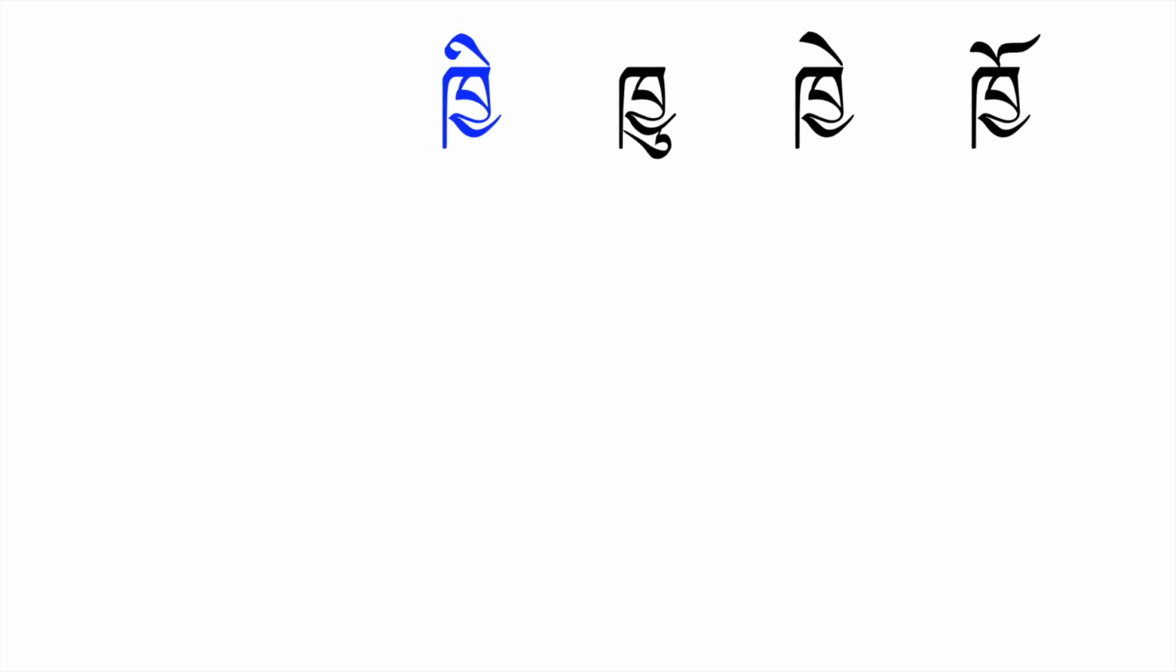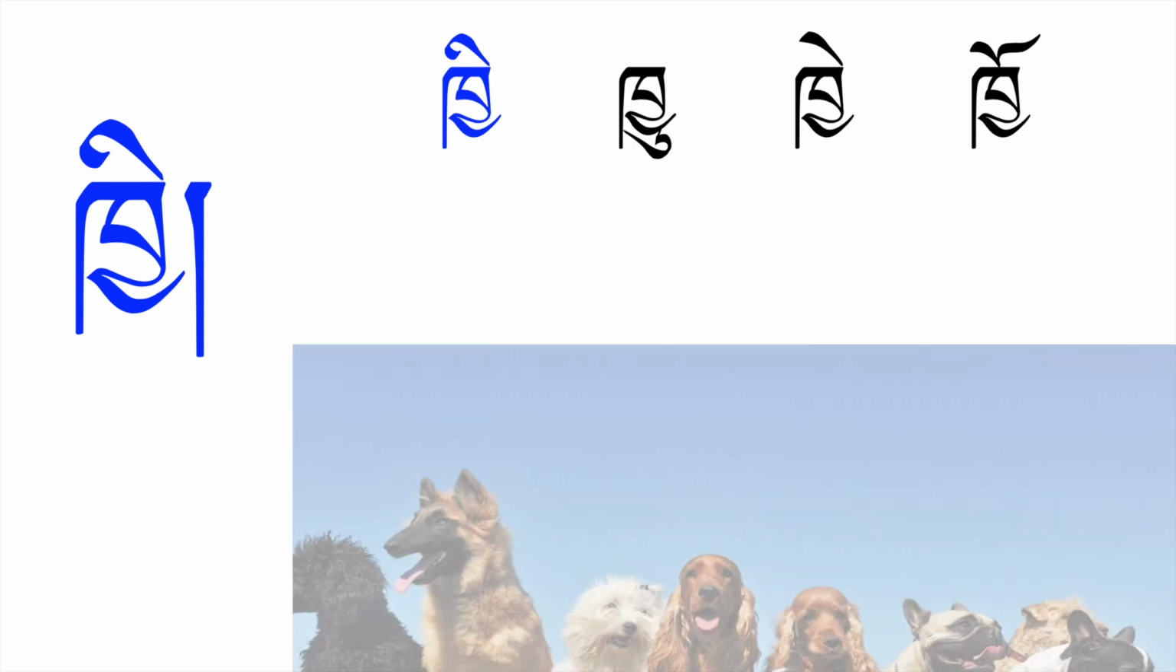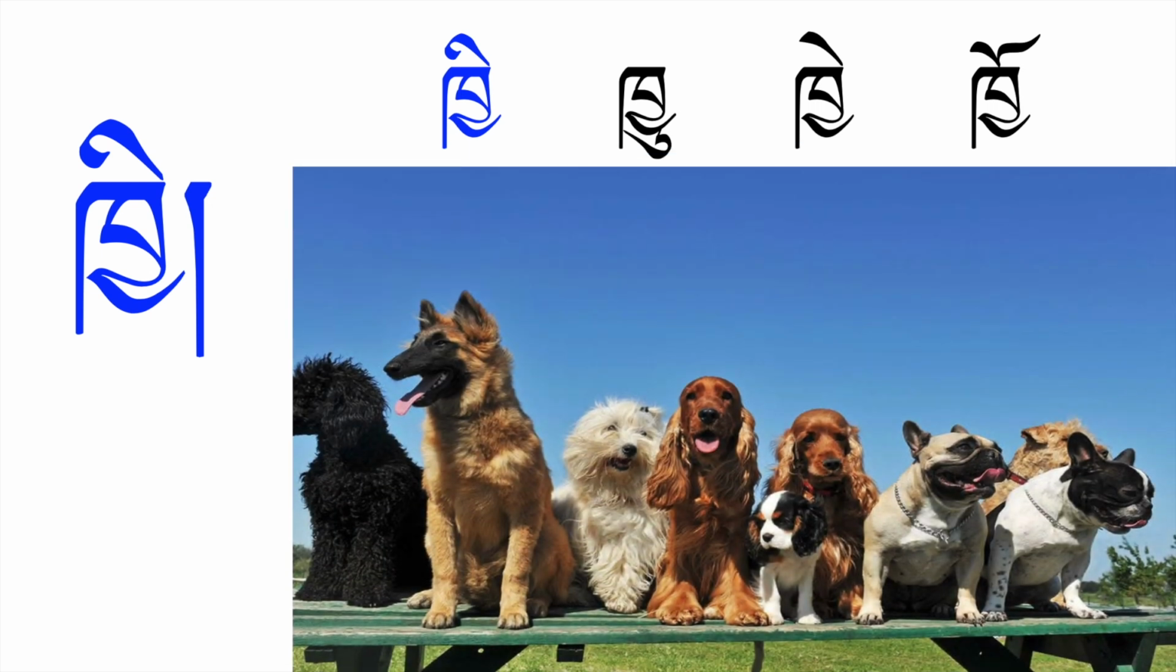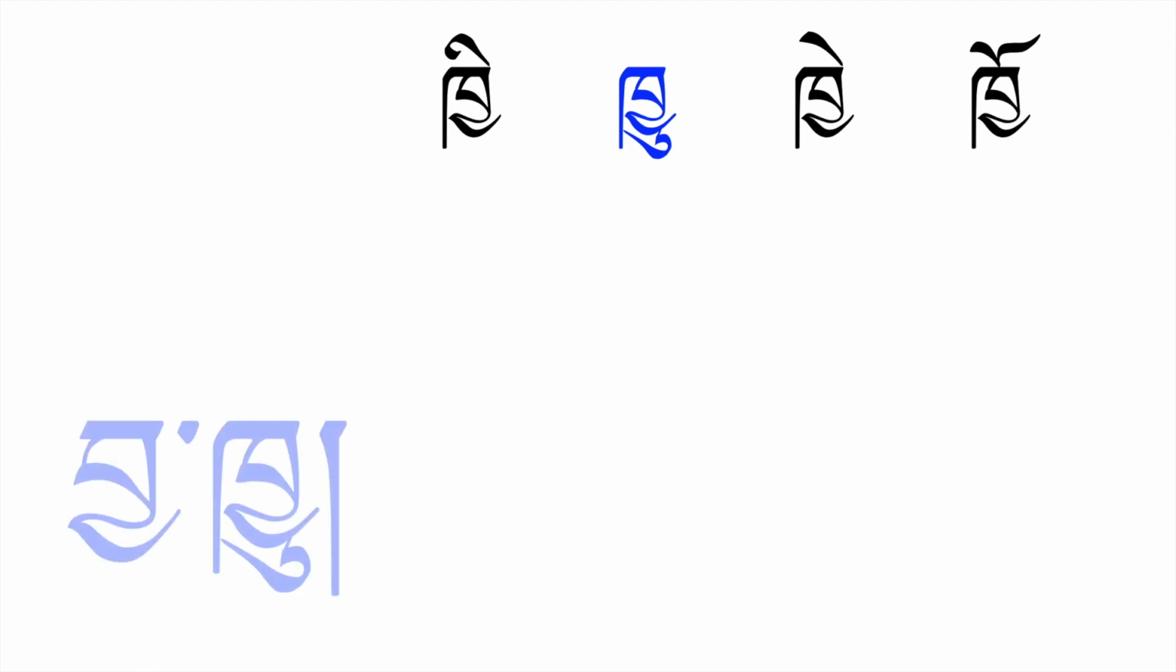So now next one is ka, yata, kya, kigu, ki. So what is the meaning of ki? You know, here, beautiful dogs. Ki meaning is dog. Ki. Next one. Ka yata, kya, shabju, Q.